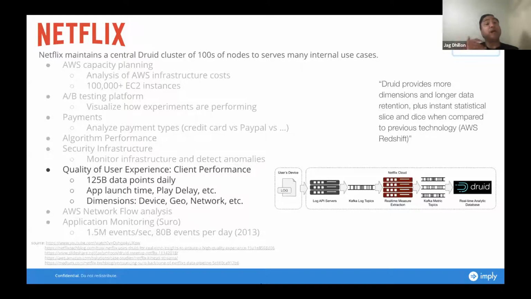Netflix is one of our earliest adopters of Druid. When Druid was first released in 2012, Netflix adopted it. As Netflix was rolling out across the world, they wanted to see how the users were responding. As you can see here, you have the users' TVs, iPads, or laptops connecting and viewing Netflix. The logs are sent to the log API server, which goes to a Kafka log topic into the Netflix cloud, and then into Druid at the end for their real-time analytics.